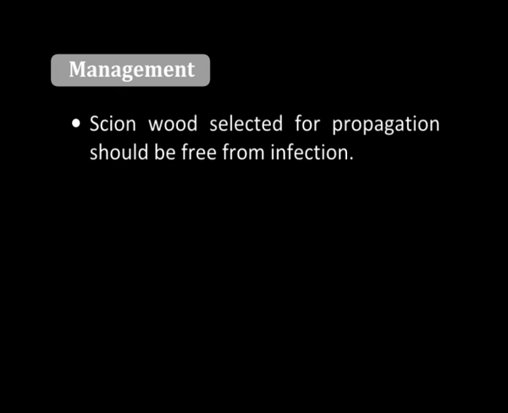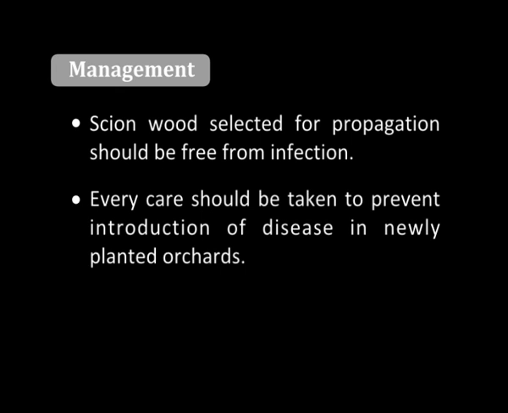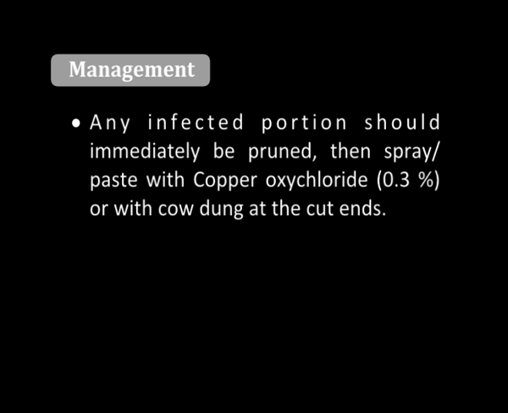Next is the management of the disease. Scion wood selected for propagation should be free from infection. Every care should be taken to prevent introduction of the disease in newly planted orchards. Any infected portions should immediately be pruned, then sprayed or pasted with copper oxychloride at the rate of 0.3%, or with cow dung at the cut ends.